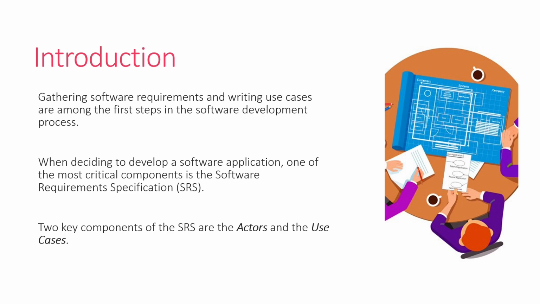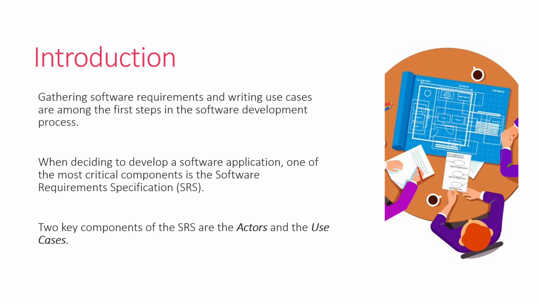As a little introduction, it's important to say that gathering software requirements and writing use cases are some of the first steps that every software development process must undertake. And when deciding to develop a software application, one of the most critical components is the software requirement specification, or SRS. This is a document or set of documentation most of the time that describes the features and behavior of a system or a software application.